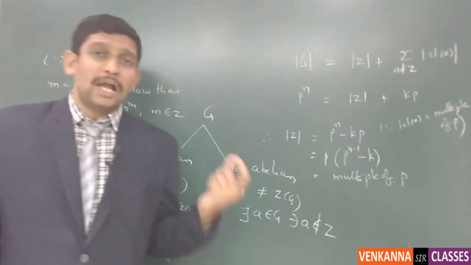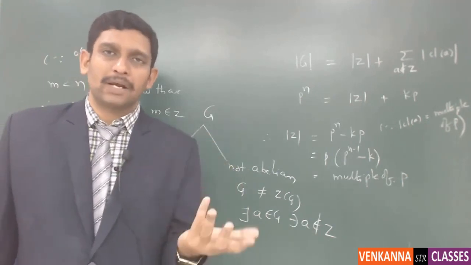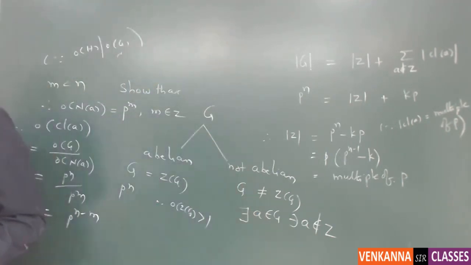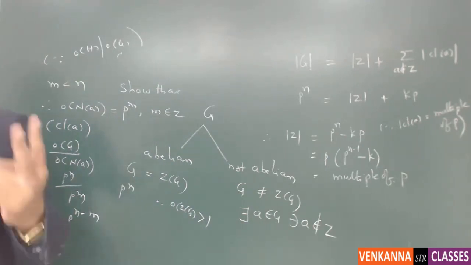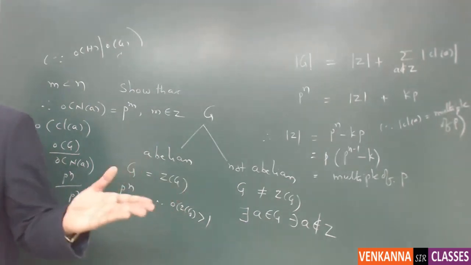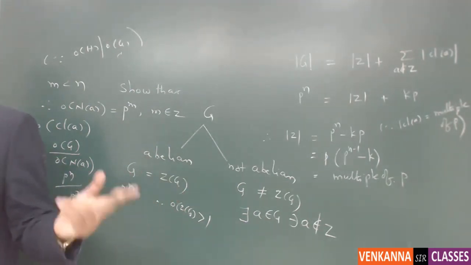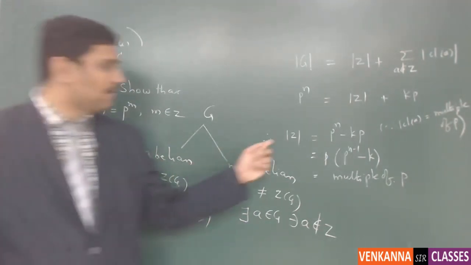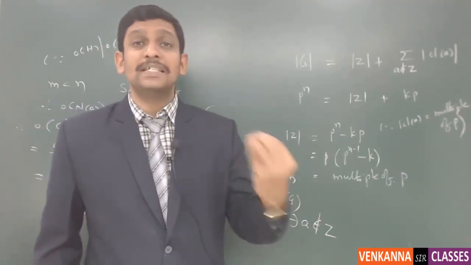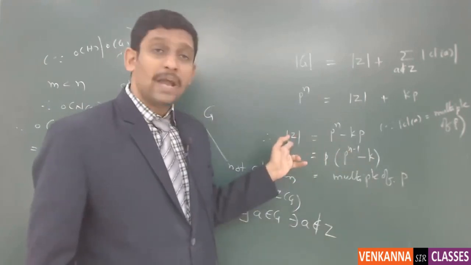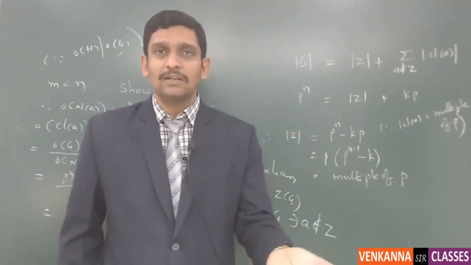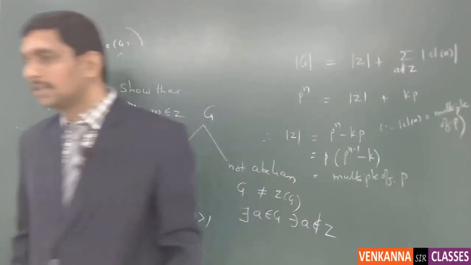Now you have taken that P is a prime number. So what is the starting value for P then? 2. Because P is nothing but a prime number. Accepted? The starting value of P is 2. So you have calculated that order of Z, the number of elements in the center, is a multiple of P. So it is greater than 1. That is the solution of the problem. That's it.